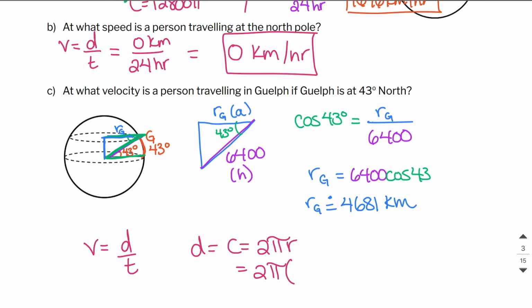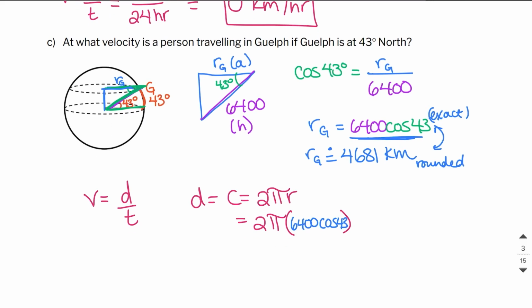4,681 kilometers. But because this right here is a rounded value, I'm actually going to use the exact value right here. So these are the same thing as each other, but this is rounded, and this is the exact. So I'm going to plug in the exact value here. So I'm going to type in 6,400 times the cosine of 43. So that is going to be my distance right here.